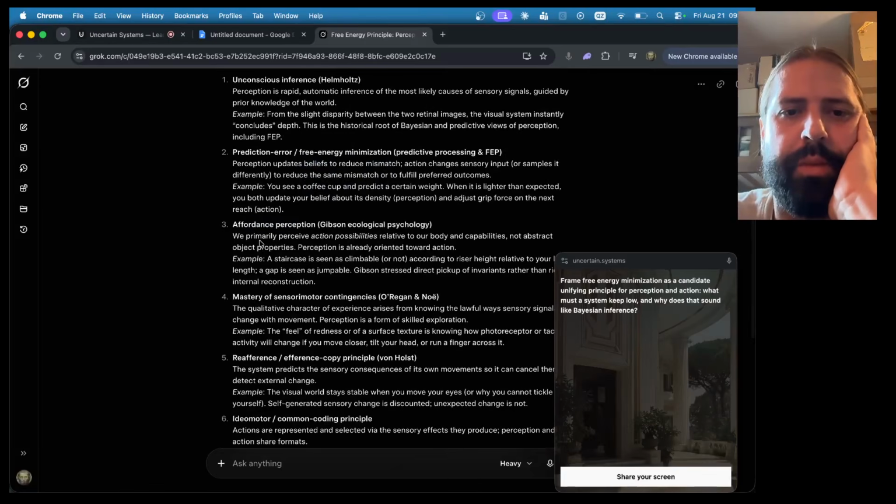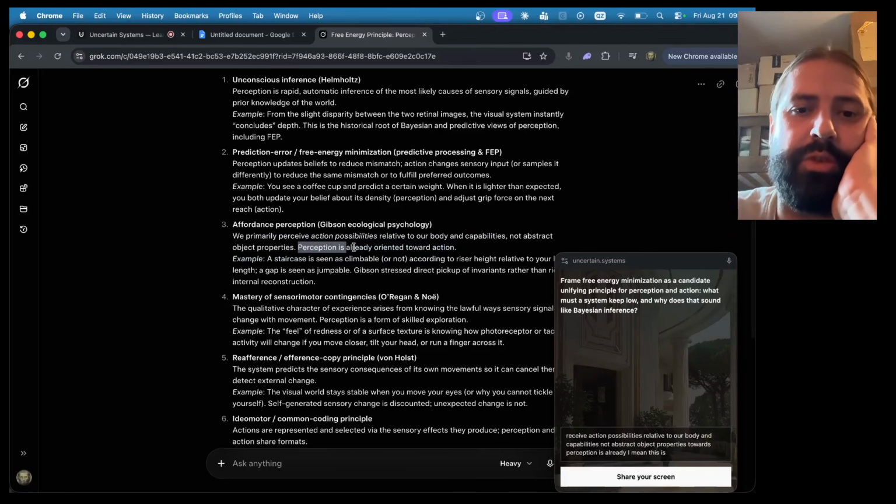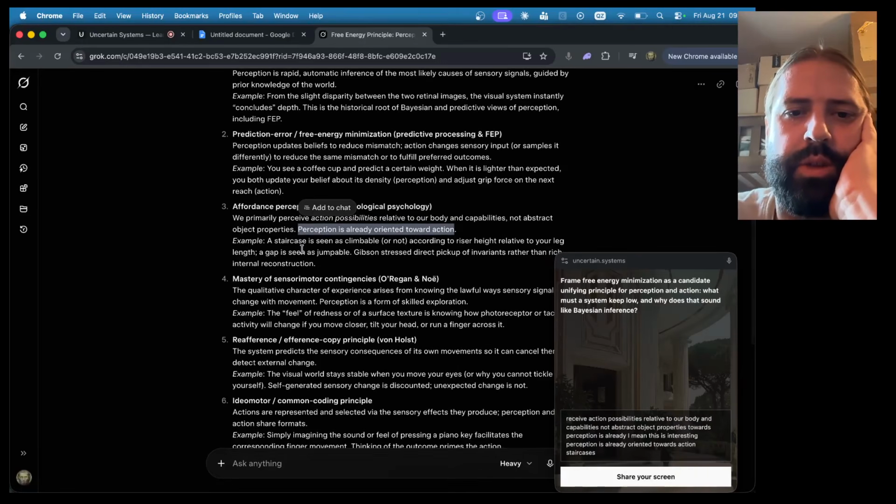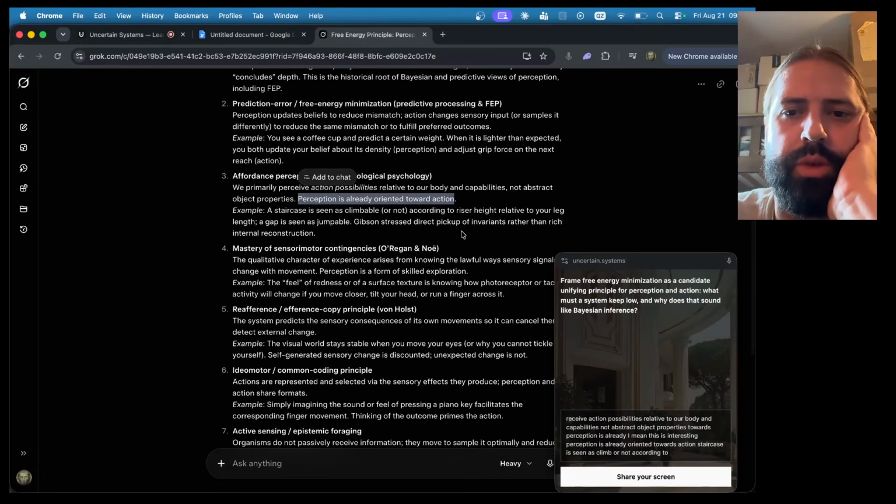Affordance perception. We primarily perceive action possibilities relative to our body and capabilities, not abstract object properties. This is interesting. Perception is already oriented towards action. A staircase is seen as climbable or not according to its rise relative to your leg length.